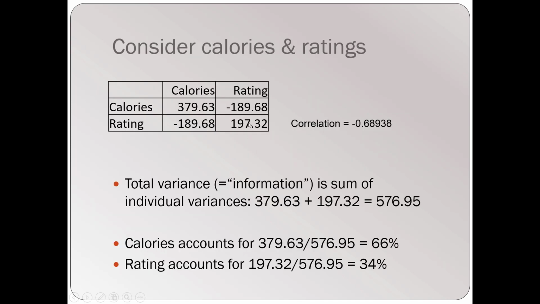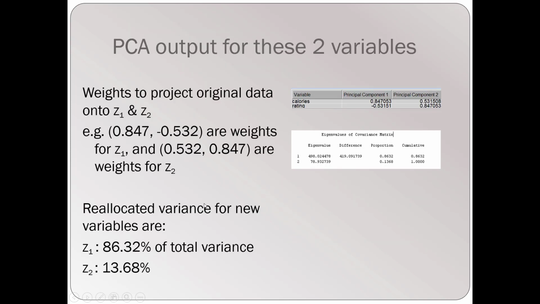So between the two variables, if you keep correlation only and throw away rating, you will be throwing away 34% of the predictive power, approximately. But if you convert these calories and ratings into principal components and throw Z sub 2 out, you'll only be throwing out less than 14%. You will keep 86% of the predictive ability.